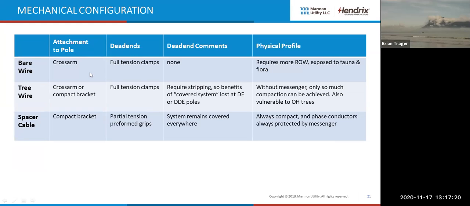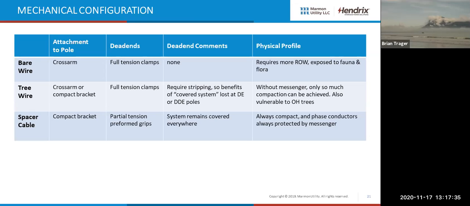Mechanical configuration, bare wire, I'm always on a cross arm. Tree wire, I'm always on a cross arm or a compact bracket. Remember, I can reduce the phase spacing. I don't have to worry about conductor clashing, where spacer cable is always on a compact bracket.